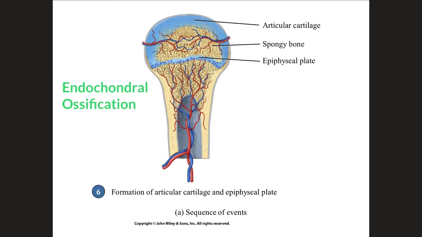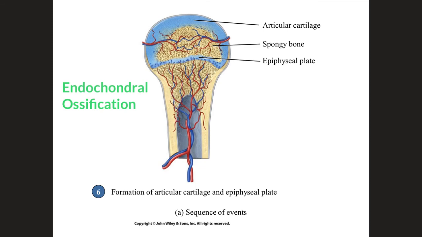And then finally, we'll see the formation of the articular cartilage. This will cover both ends of the bone, and this is going to give the bone some protection when bone touches against bone, so that they're not rubbing each other directly, that they're rubbing the articular cartilage instead.